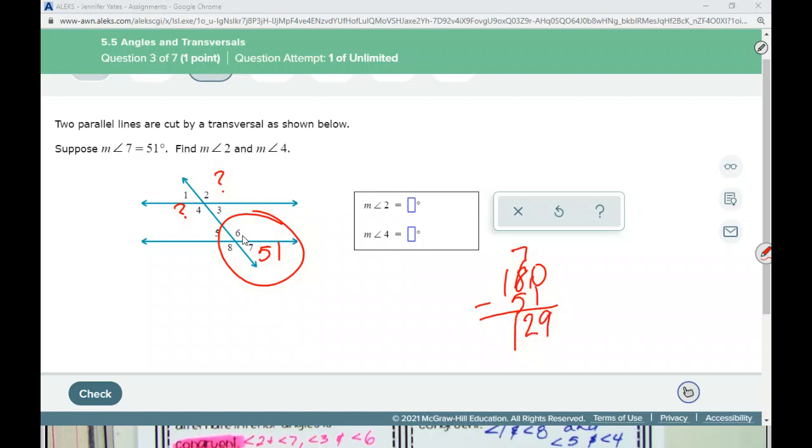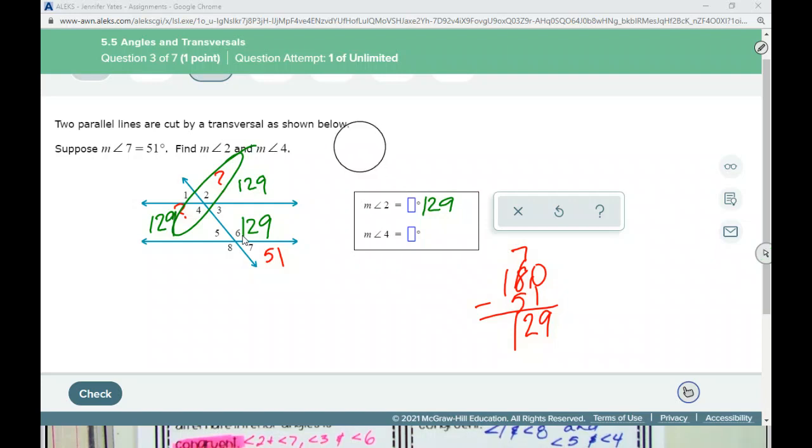129. So if I have that this is 51 and that this is 129, measure of angle 2 is what? 129. And would 4 also be that? Yeah. Okay, what do you guys know about angles 2 and 4? What kind of angles are they? Vertical angles, we practiced that for 2 days. Vertical angles are congruent, they're the same. So if this is 129, then that's 129. All right, so we're seeing where we're going.